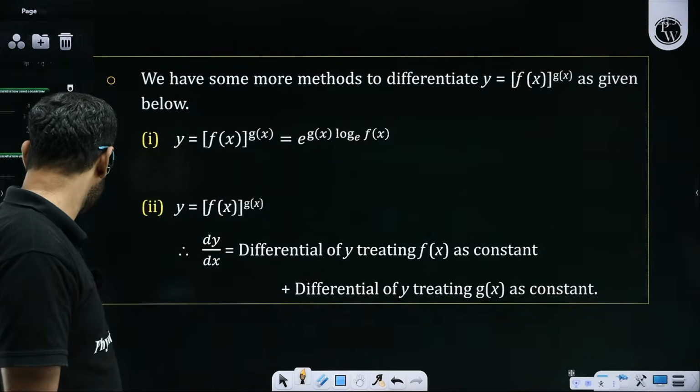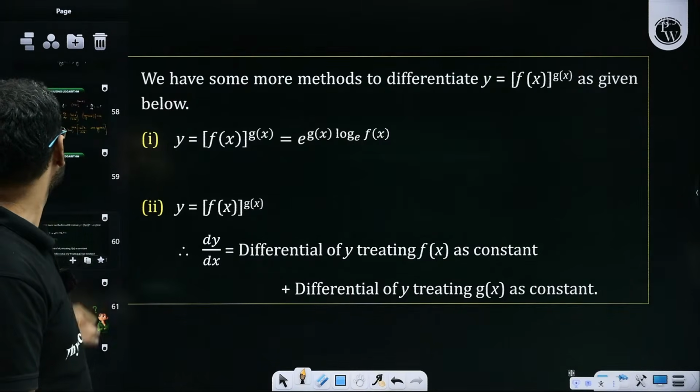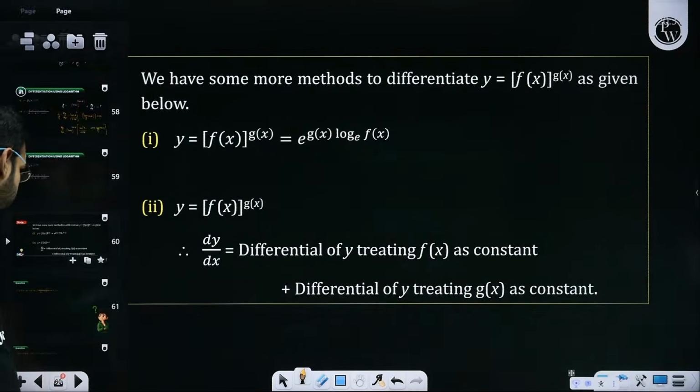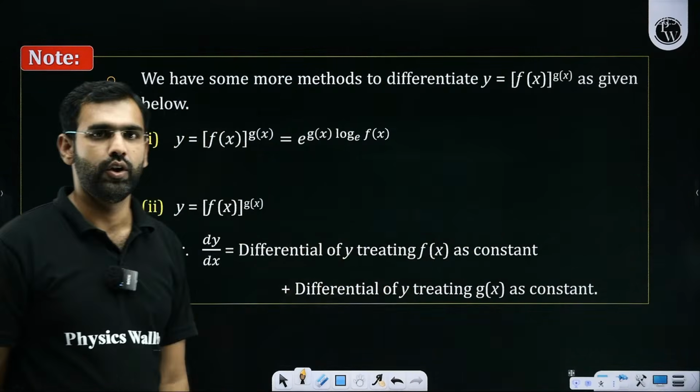did I make any mistake? I think I did not. I hope we are good to go. This is what we got, right? This is what we got. But if I could tell you a short trick here, this second method is a very good way to write your answers.